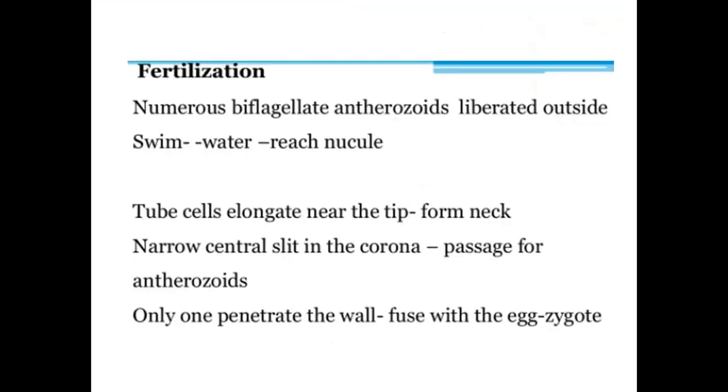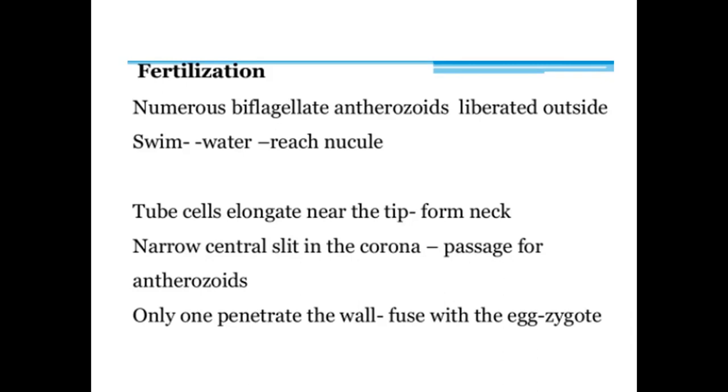And at the time of fertilization, numerous biflagellate antherozoids get liberated outside, and they swim in water for some time, and they reach the nucule. When they reach the nucule, or the female sex organ, the tube cells elongate near the tip and form a neck-like portion. And also in the corona cells, a narrow slit is formed, and it facilitates the passage of antherozoids.